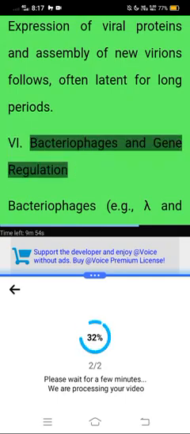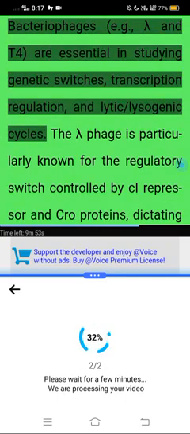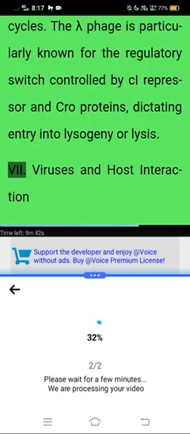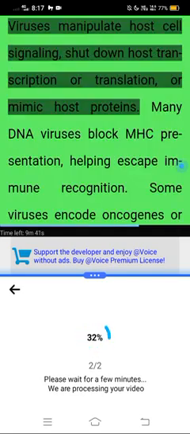B. Bacteriophages and gene regulation. Bacteriophages, e.g., lambda and T4, are essential in studying genetic switches, transcription regulation, and lytic and lysogenic cycles. The lambda phage is particularly known for the regulatory switch controlled by cI repressor and Cro proteins, dictating entry into lysogeny or lysis.